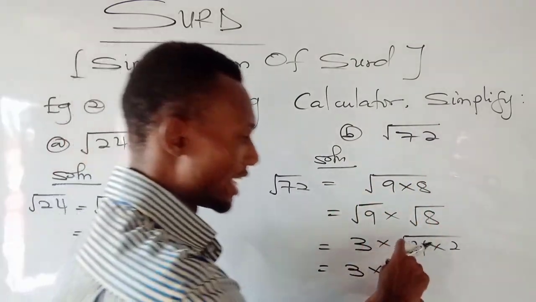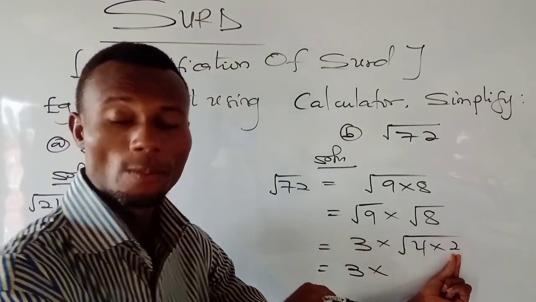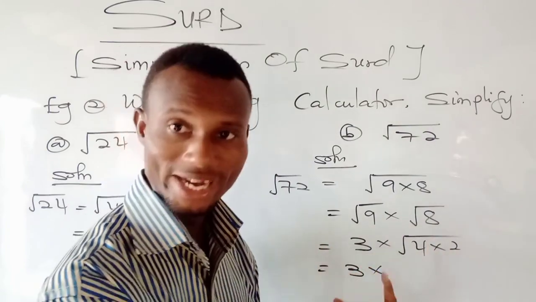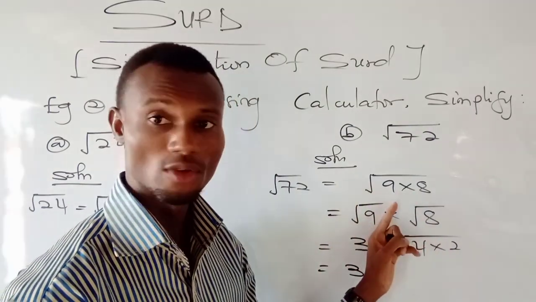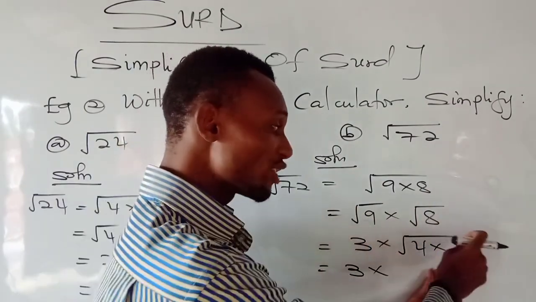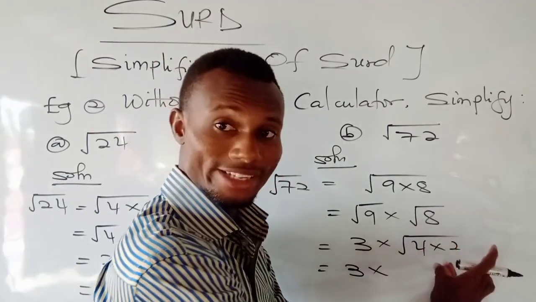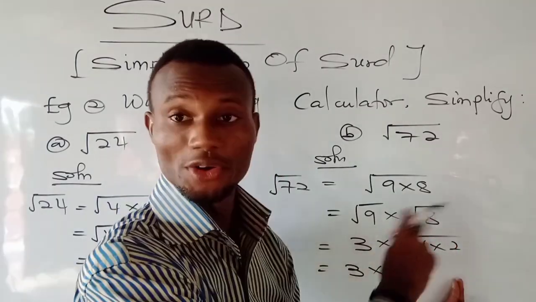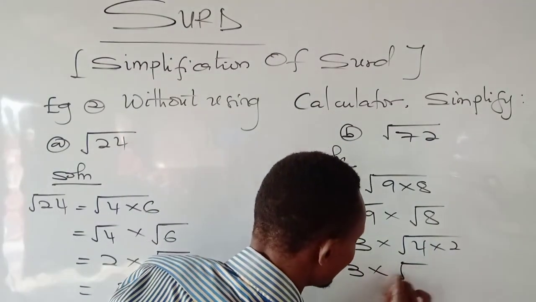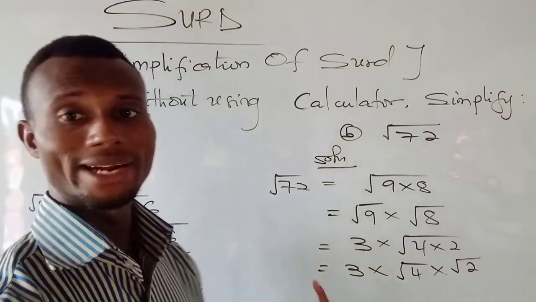The square root sign affects everything here. So the square root sign will affect the 4 and also affect the 2 as well. We can break it down just like we did for this one, where we broke it down to root 9 times root 8. So it's going to be square root of 4 times square root of 2. I hope you understand up to this point.